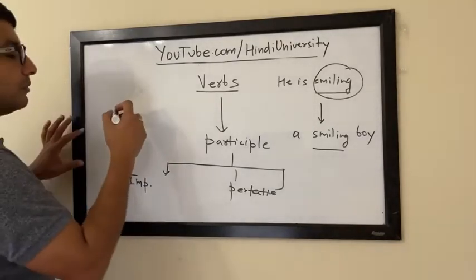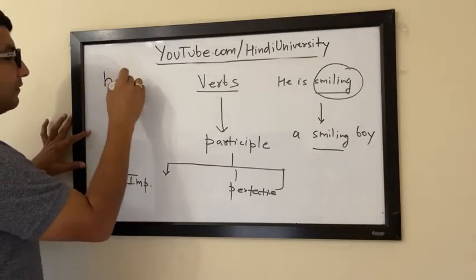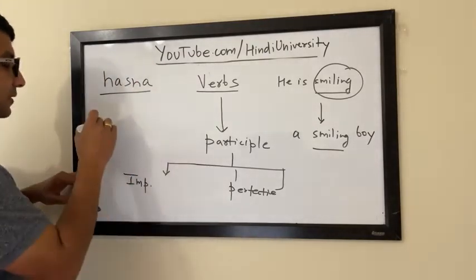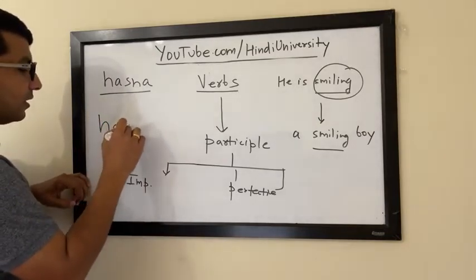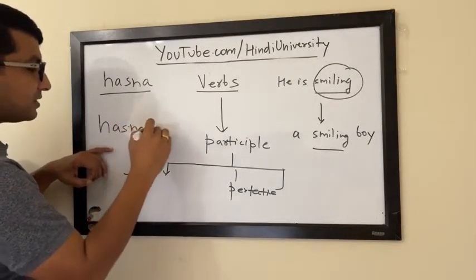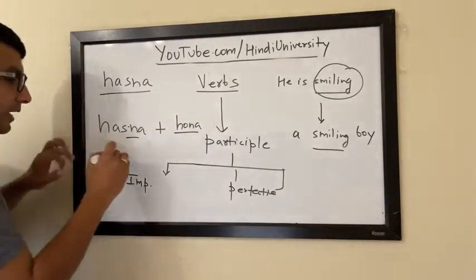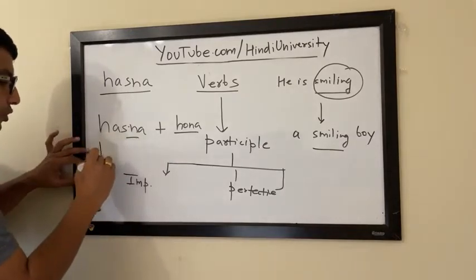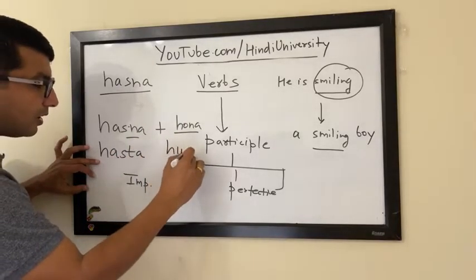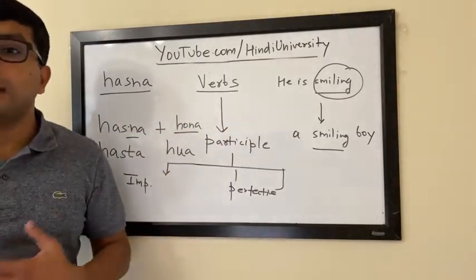as you know, the verb here is smiling, which is muskurana, right? And if I can loosely say hasna, which is to laugh, as a verb is hasna. But when it is used as a participle, if you recall, you have hasna plus a form of hona. We learned that for a masculine singular, you will use hasta, and the form of the verb will be hua. Hasta hua ladka, a laughing boy, a boy who is laughing. Hasta hua ladka.